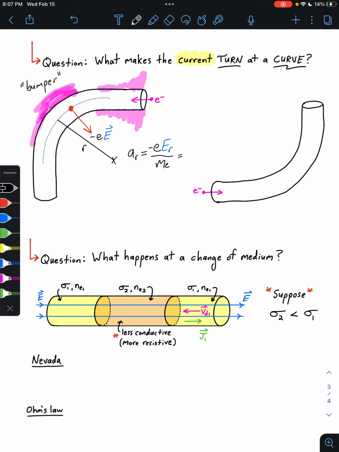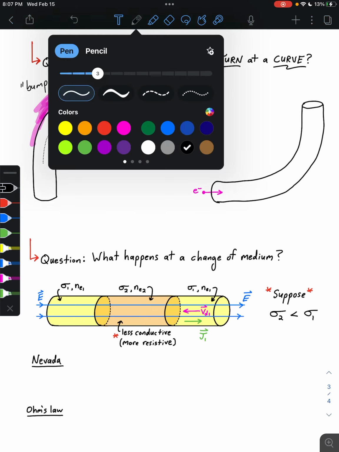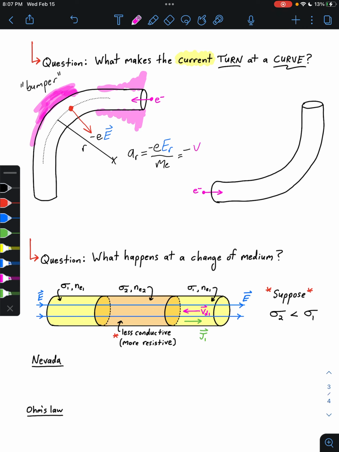And we could set that equal to its centripetal acceleration, v squared over r, where v would be our drift velocity. So minus our drift velocity squared over little r, the radius of curvature of this path. So we can actually use Newton's laws to steer electrons around bends and turns in wires if we allow time for the early electrons to pile up and crash and build these bumpers.